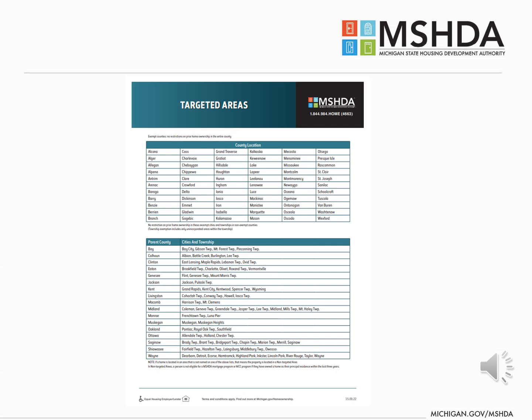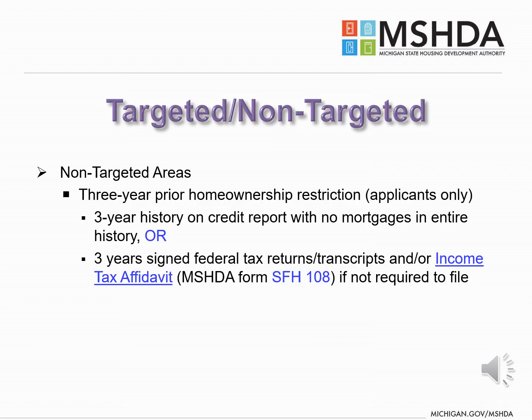If the property is not located in one of these specific areas on this list, then the property is located in a non-targeted area and the applicants cannot have had an ownership interest in a principal residence in the last 3 years. If the property is located in a non-targeted area, there is a 3-year prior homeownership restriction.